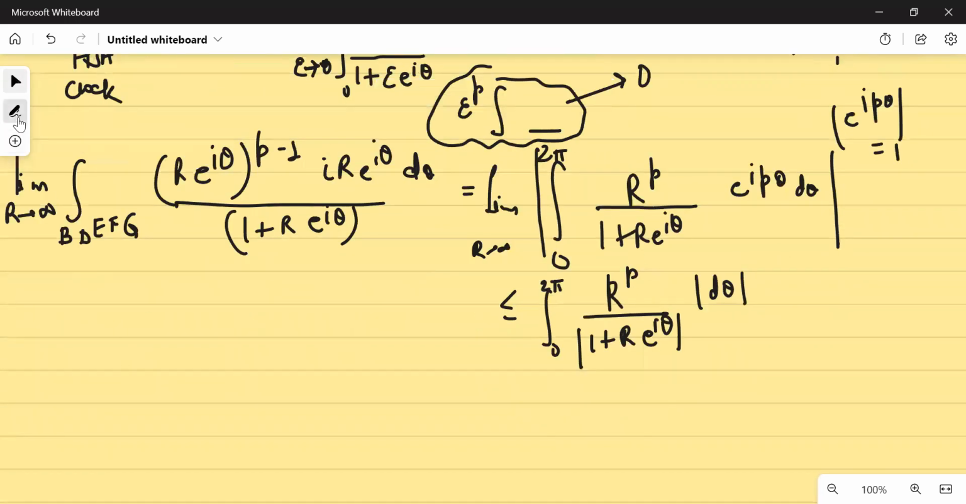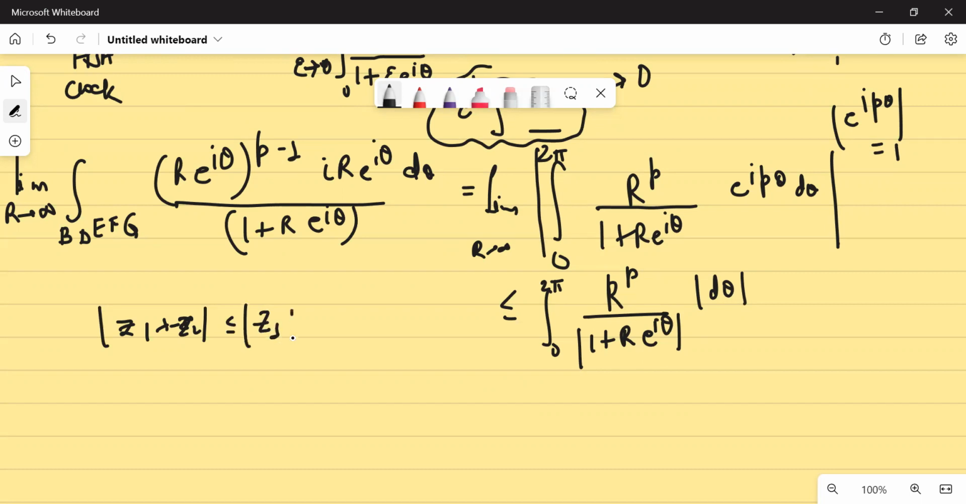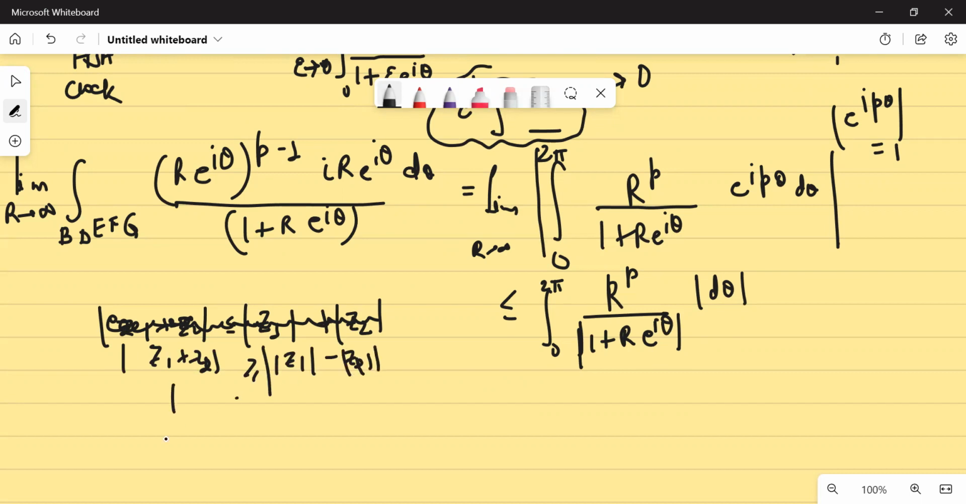Now let us think. The mod of z1 plus z2 will always be less than or equal to mod z1 plus mod z2, but it will not give you anything right now. So forget this, just see in the denominator: the mod of z1 plus z2 is always greater than or equal to mod of z1 minus mod of z2. Is that clear? So the modulus of 1 plus r e to the power iota theta will be such that its reciprocal is less than or equal to 1 upon 1 minus r, because the mod of e to the power iota theta becomes 1.